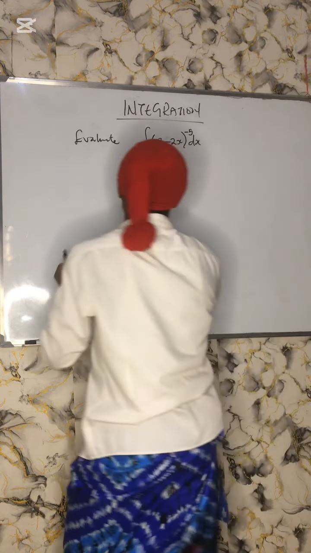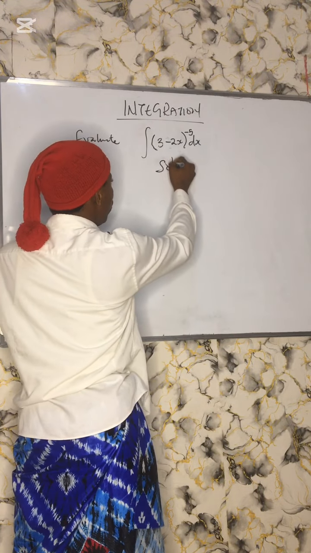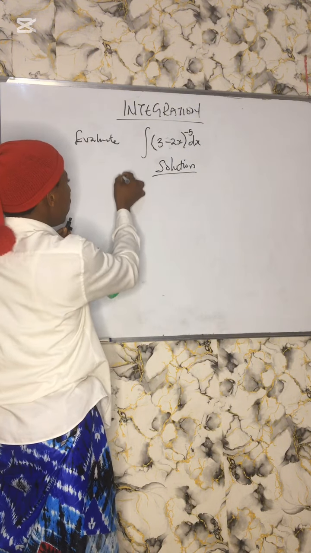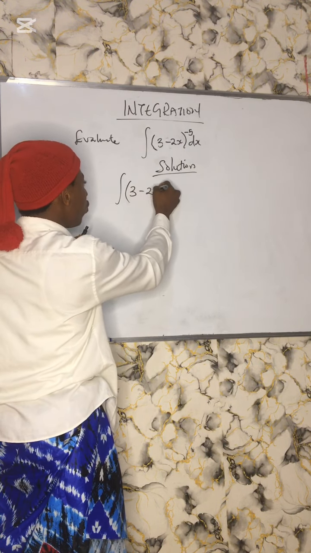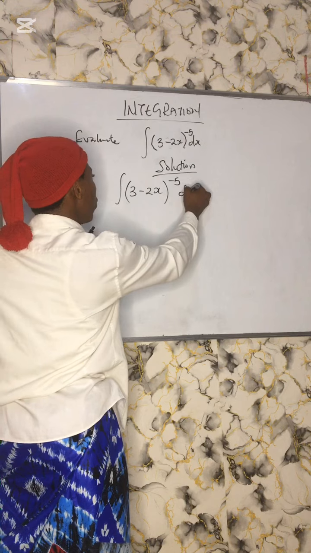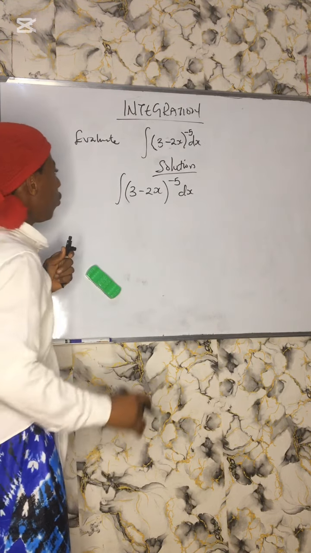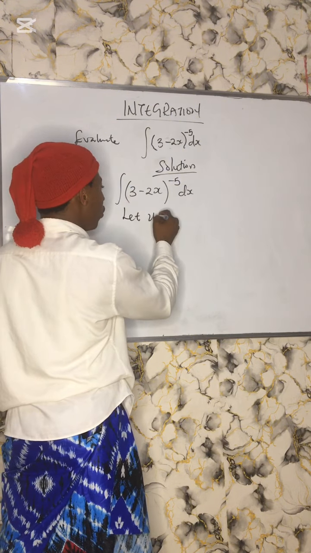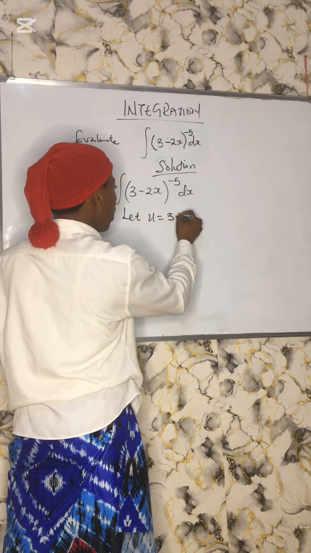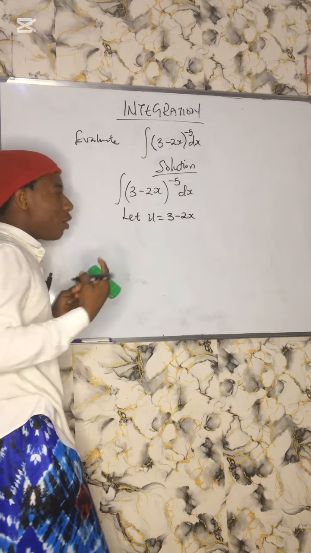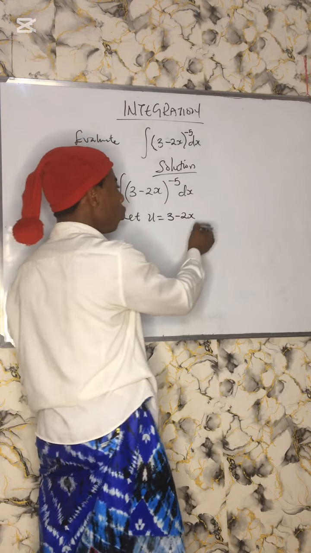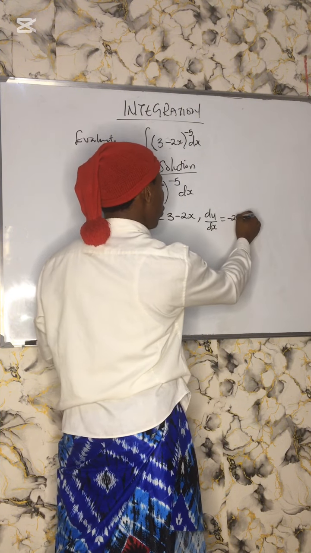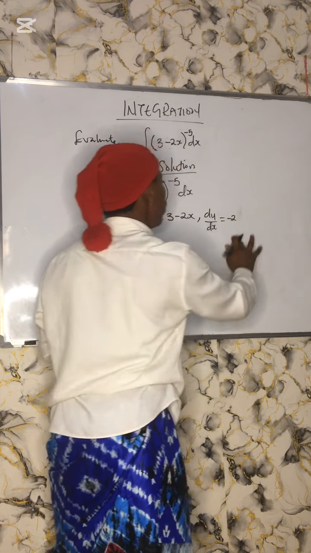Pay attention. So we start with what? Solution. I'm going to solve it step by step. So we have the integral of (3 minus 2x) raised to the power minus 5 dx. So I'm going to give a command, assuming that we say let u equal to 3 minus 2x, so that if I differentiate this with respect to x, du over dx equals minus 2. How do I have this minus 2?